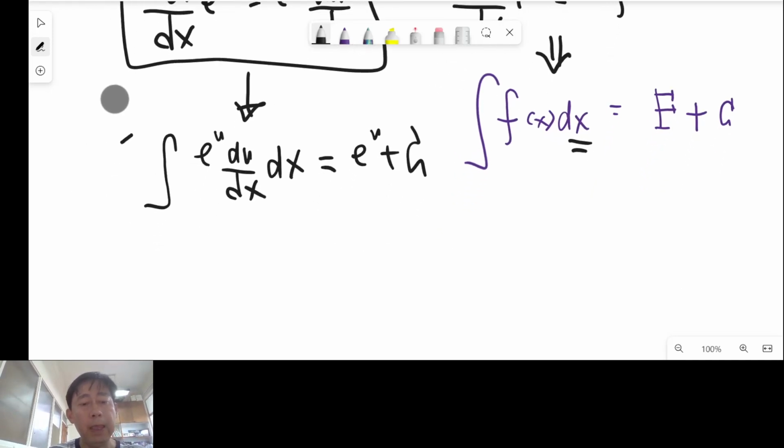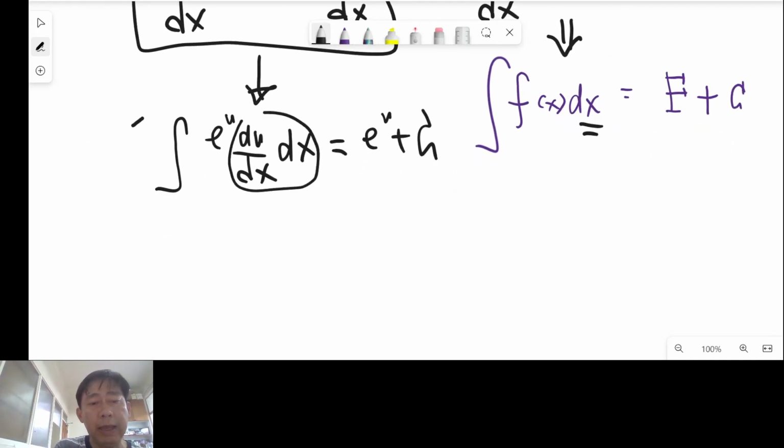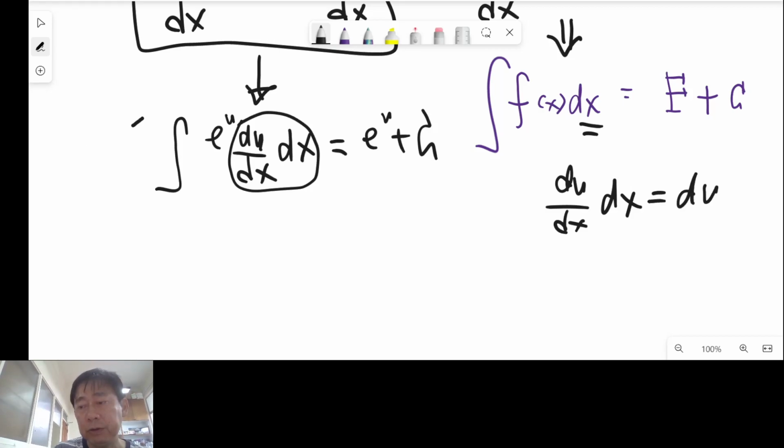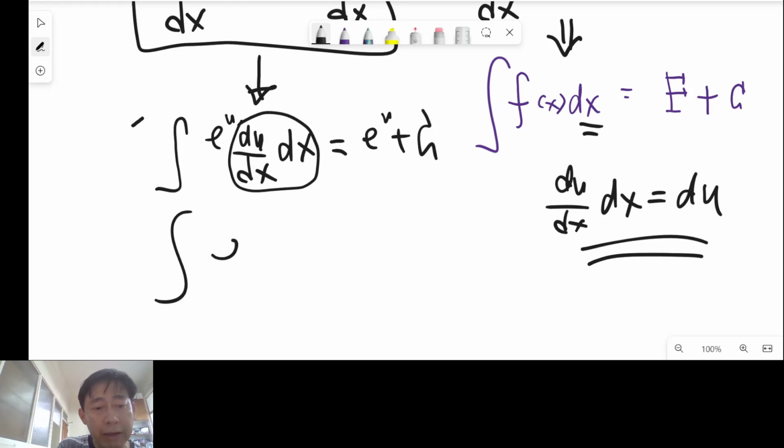Here you look at this one again: du/dx times dx, by definition, is just the differential of u. We have learned this many times. Therefore, I replace this expression by du.